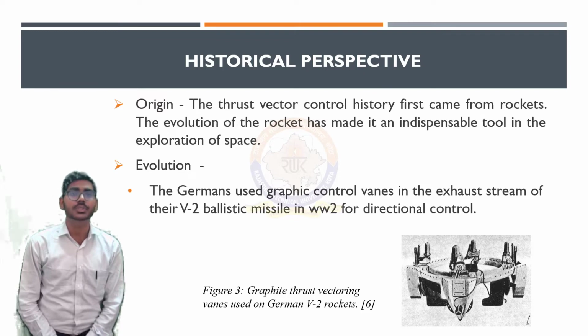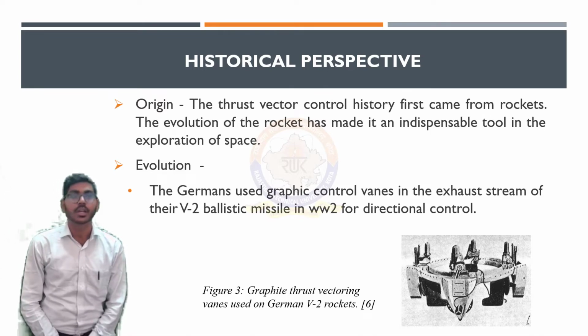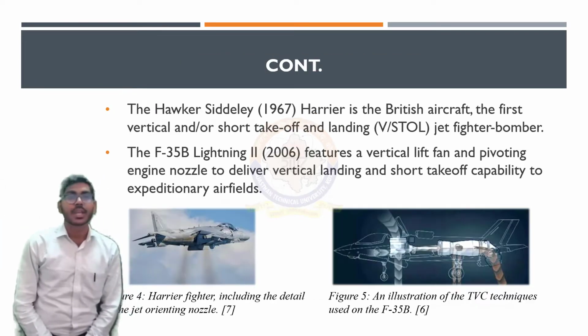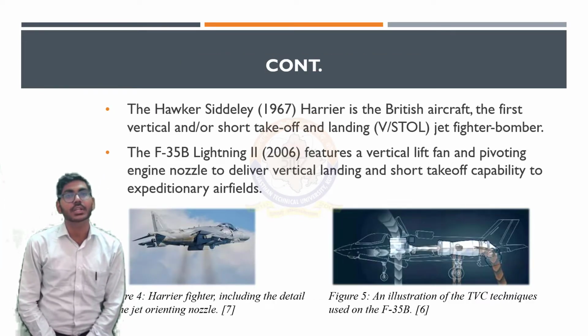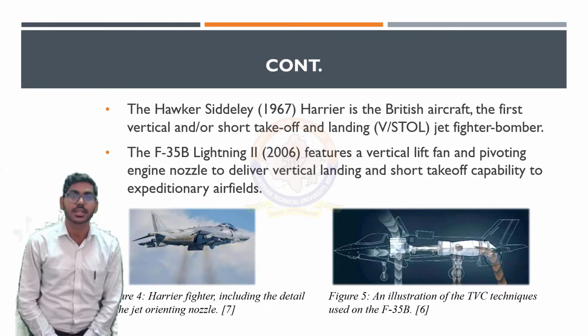Evolution. The Germans used graphite control vanes in the exhaust stream of their V2 ballistic missiles in World War II for directional control. Figure 3 depicts graphite thrust vectoring vanes which were used on German V2 rockets. The Hawker Siddeley Harrier, the British aircraft, was the first vertical and short takeoff and landing jet fighter bomber. Figure 4 is the Harrier fighter, including the detail of the jet orienting nozzle.